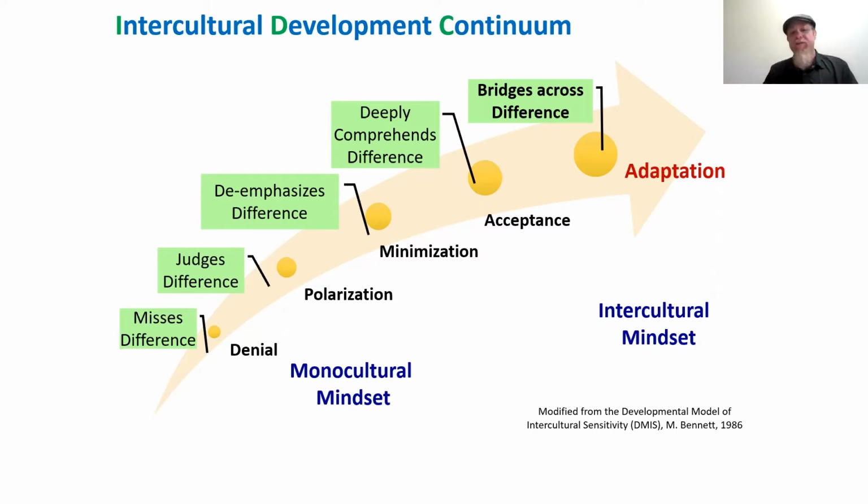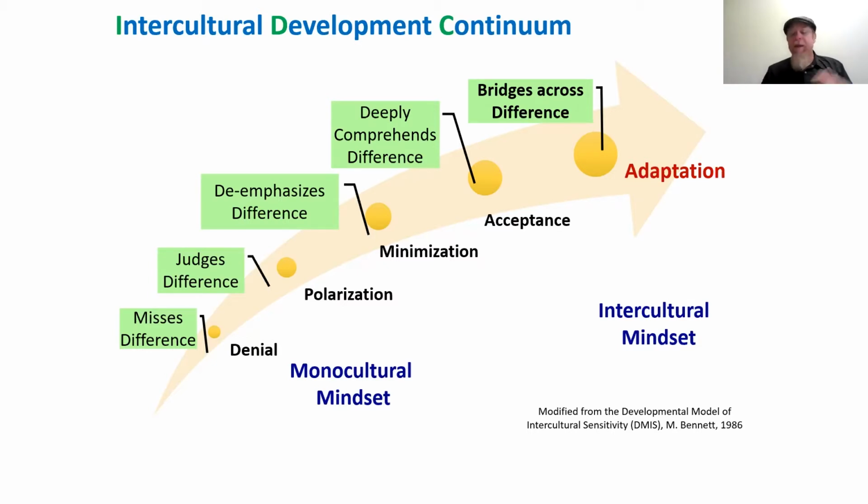And then we have polarization, where that person or that individual or that group might actually judge differences. So they might see differences, but say, my culture is better than theirs, or their culture is better than mine, based on these experiences. Then we have this group called minimization, and if you spread this flat on a table, it would look like a bell curve, with the majority of individuals fitting somewhere in minimization, trailing ends, adaptation, and denial.